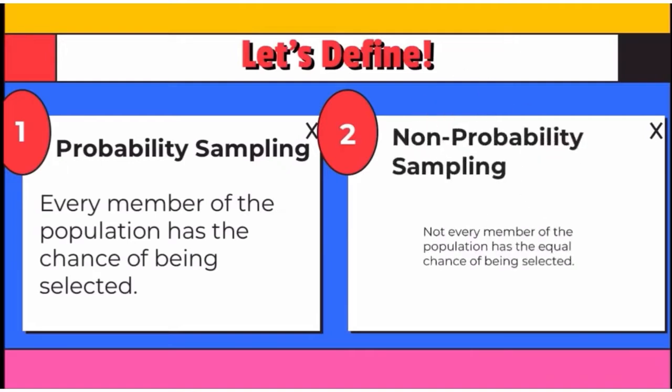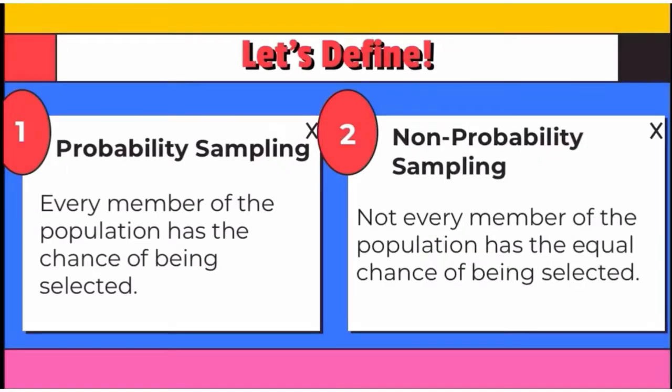Non-probability sampling. Not every member of the population has the equal chance of being selected. Hindi lahat ng member ng population can be selected unlike the probability sampling na pwede lahat. It is because it can rely on the subjective judgment of the researchers. Mas merong control ang ating researcher dito.